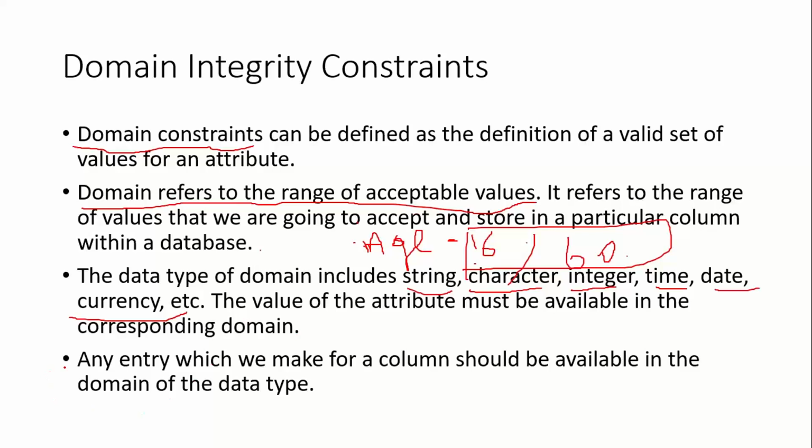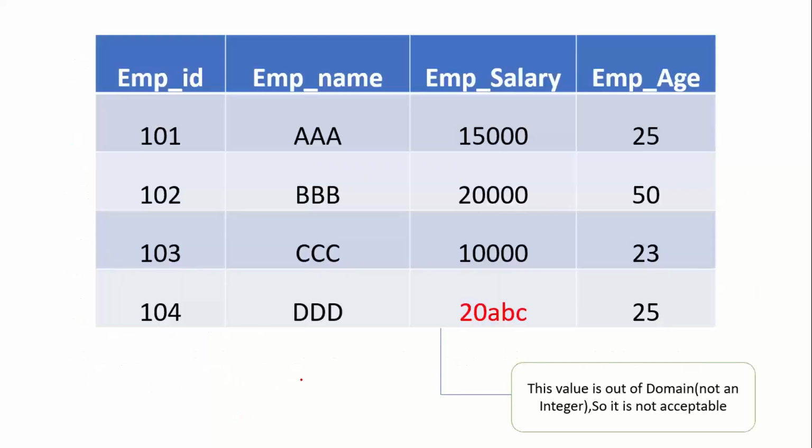Any entry which you make for a column should be available in the domain of the data type. Again, that is what we are saying. Any value which gets assigned to that attribute should fall in the domain. Next, see here.